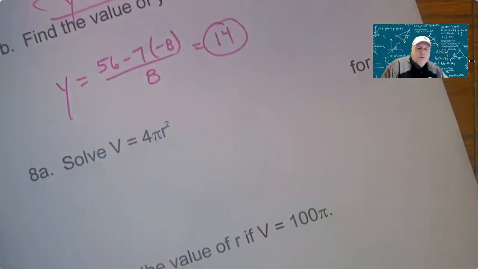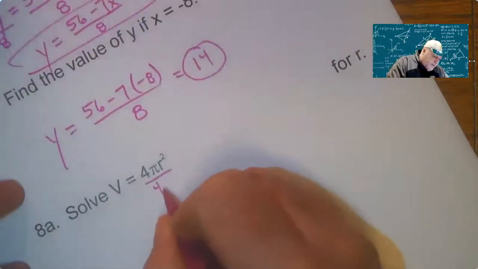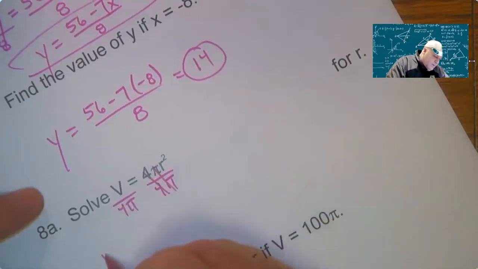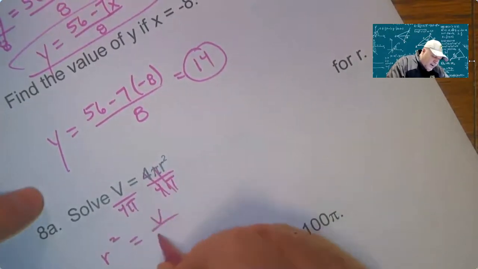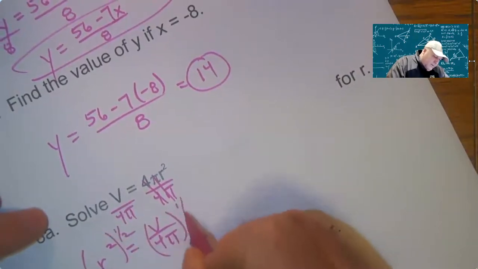Solve v equals 4 pi r squared for r. So we want to isolate the r squared, and then we have to do the inverse with v over 4 pi. So then we have to do the reciprocal of the 2.